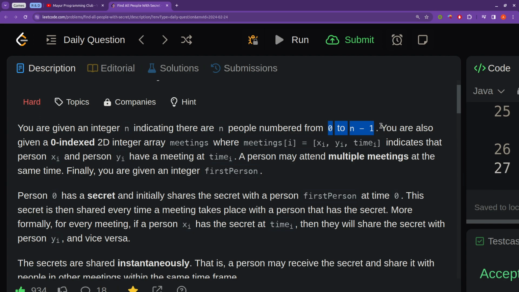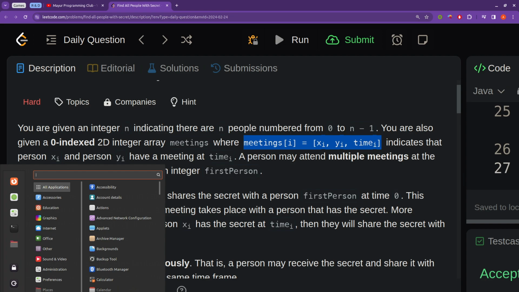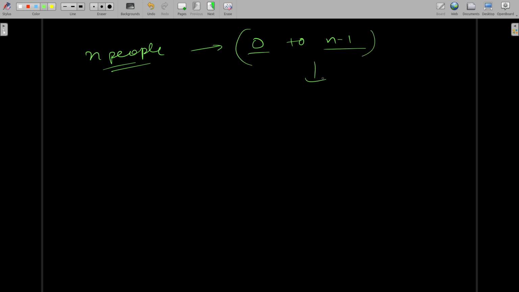and you are also given a 2D array which is having entries in this particular form. Okay, so let me explain it in my own words. So there are some number of people. Okay, let's say there are n people. So each person is denoted with a certain marking, and markings are from 0 to n minus 1. Okay, so these are the labels of persons.